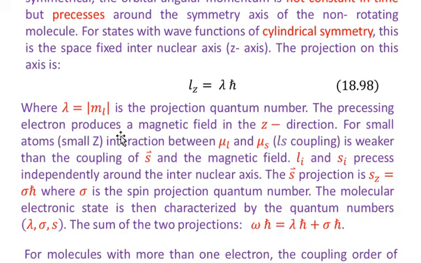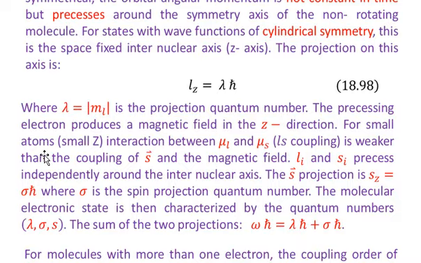The precessing electron produces a magnetic field in the z direction. When the electron is revolving around the z-axis, it will carry out a precessional motion with its angular momentum L about the z-axis. That angular momentum will produce a magnetic field along the z direction.